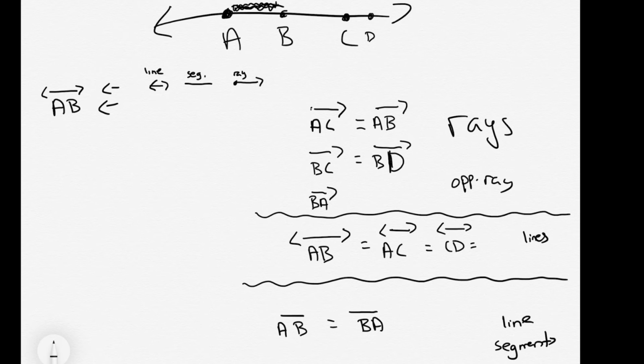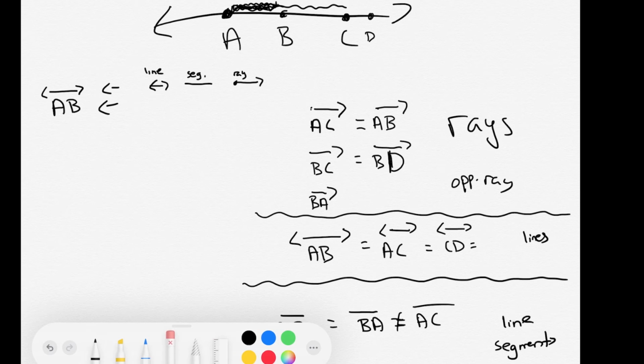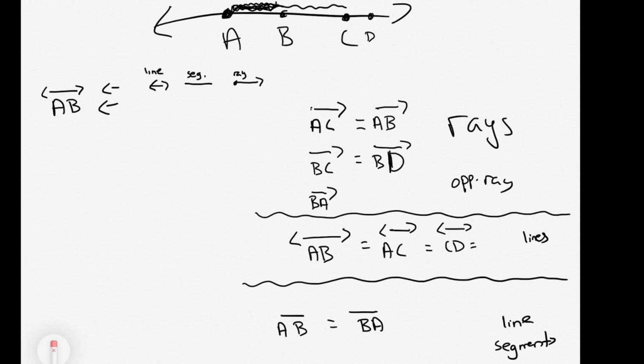Now, you couldn't say that this is equal, so this is not equal to AC, because AC is all of this, and that's not what we want. We only want the area between these points, okay? So I'm just going to go ahead and get rid of that. Alright, so that's how we're going to name our line segments.